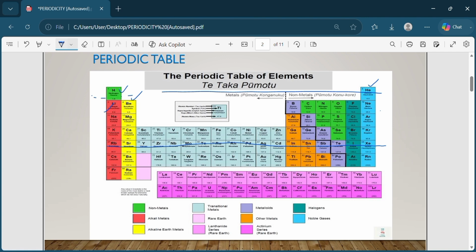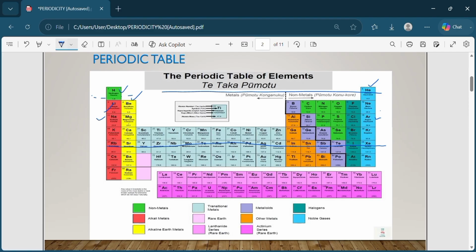So when you look at a specific period, for example this specific period, short period 3, we have sodium, magnesium, aluminium, silicon, phosphorus, sulfur, chlorine, and argon. Looking at them along a period, you realize that all of them occupy period 3, but they have different characteristics upon reaction. Let's say even just reaction with water, due to the fact that they have different numbers of electrons.